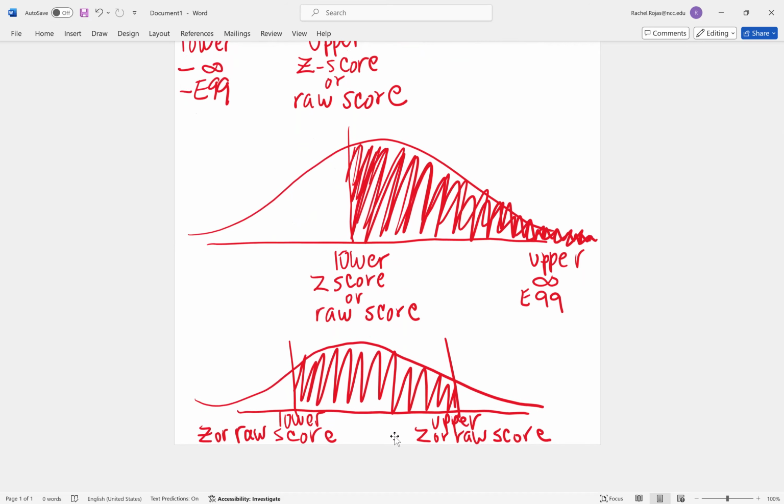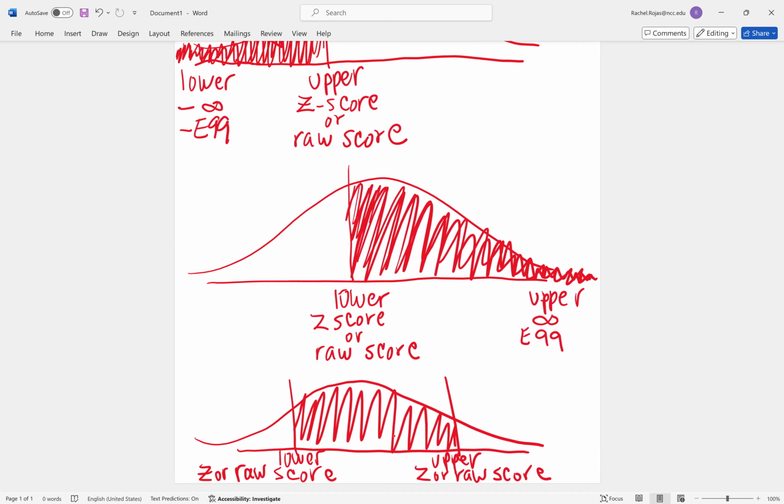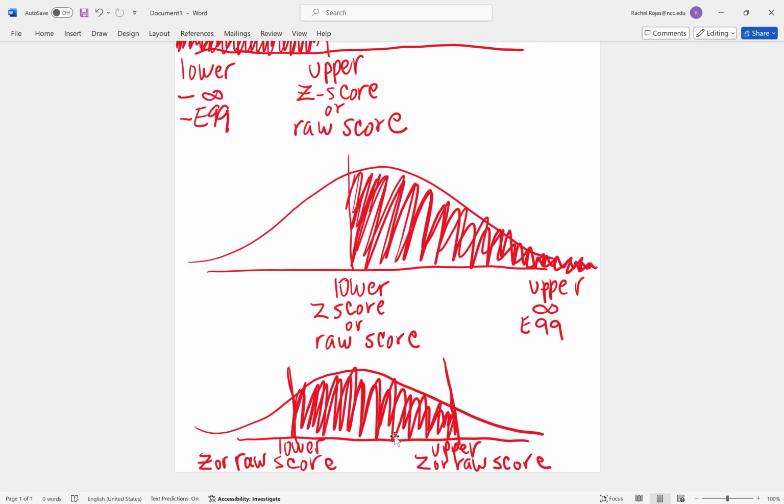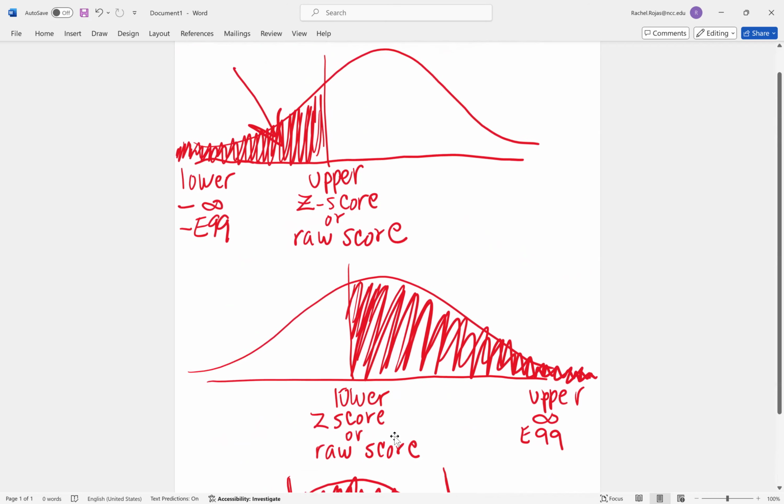Now, the other possibility is if we're shading between two scores. So between would look something like this. So we might be shading between two z-scores or raw scores. And the score on the left would be the lower bound, and the score on the right would be the upper bound. And I'm going to do an example of each one, so you'll see what I mean in terms of entering lower, upper into the calculator. But these are like the three main scenarios, and this is how you know what should be lower, what should be upper. You're looking at the picture. It really all depends on where you're shading. And once you do a few, you'll get the hang of it.